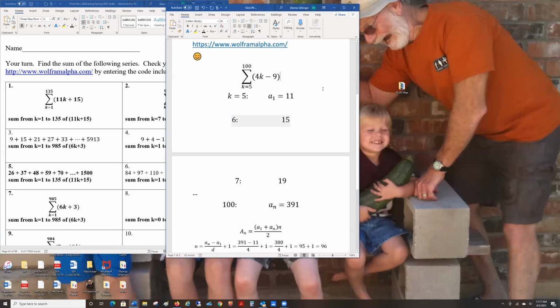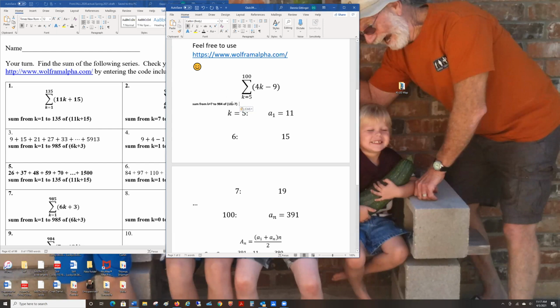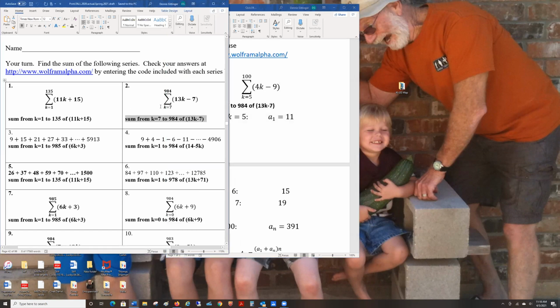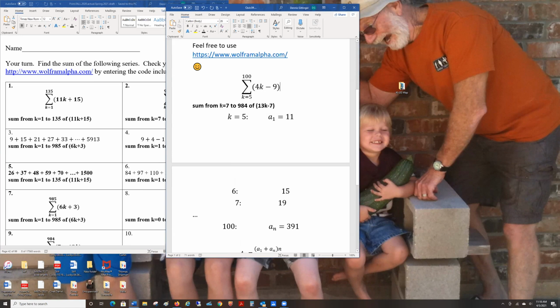instead of going through all of that trouble, can we figure out how to describe this series so that Wolfram Alpha will understand it and do it for us? Well, this one over here is from 7 to 984. Well, what's the lower limit here? 5, that's right. 5. And what's the upper limit? The 100. And it's 4k, and not minus 7 minus 9.